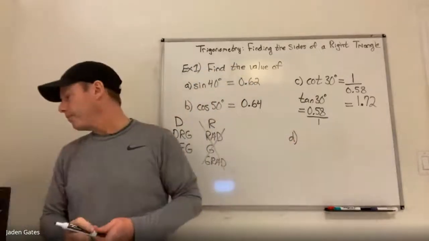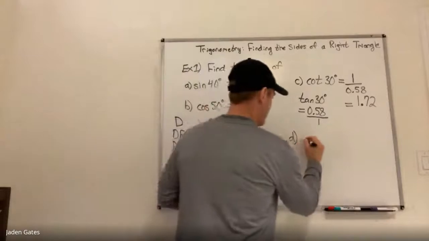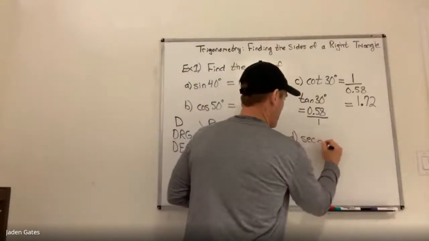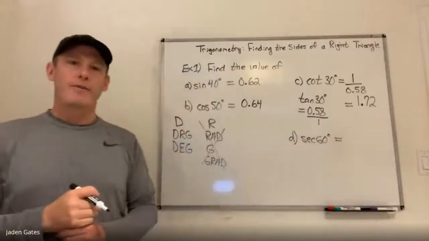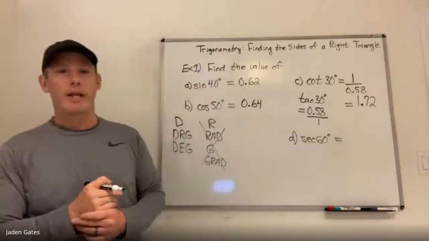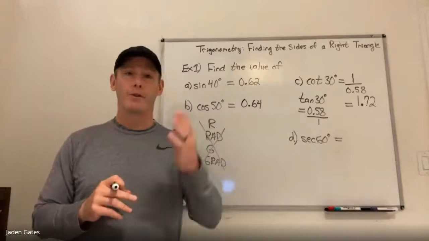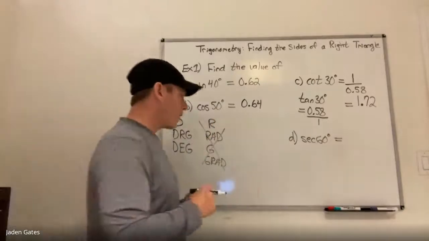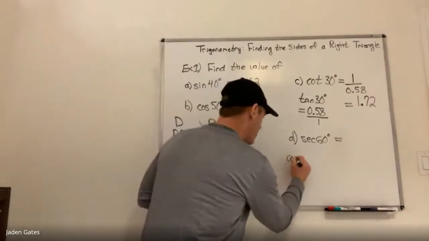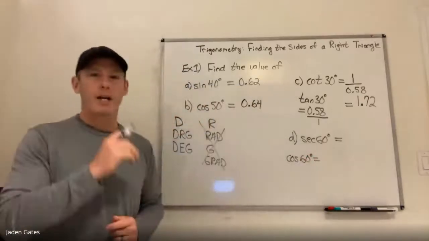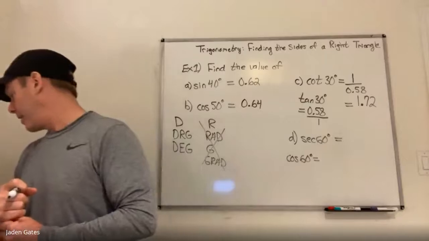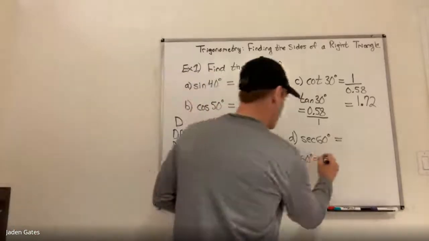D, I got the secant of 60 degrees I'm looking for. So again, you have to know that secant is the reciprocal of cosine. So what I'm going to do is type in cosine of 60 degrees in my calculator because I can do that. All right, and I type that in and I get 0.5.